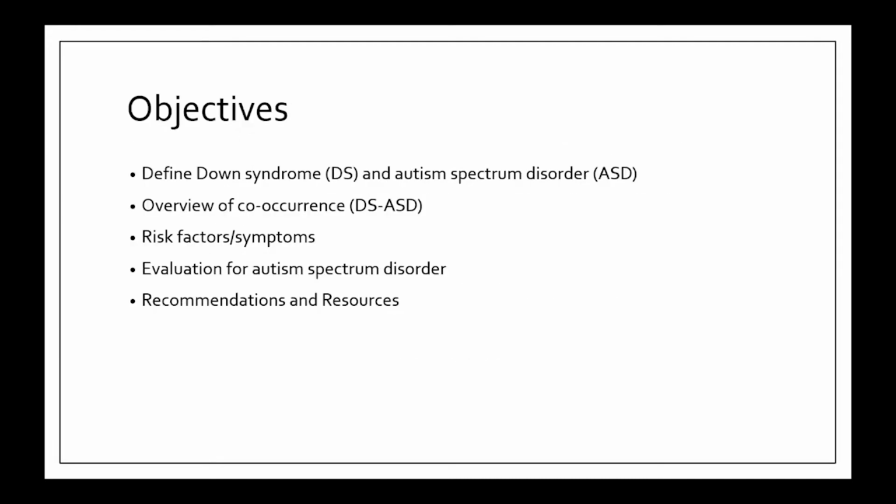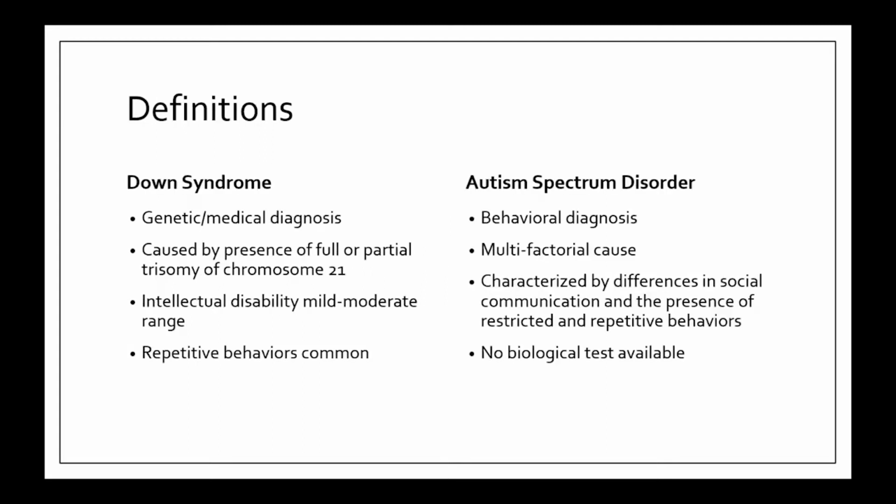So briefly, I'll talk about Down syndrome, which all of you are familiar with, and autism spectrum disorder, what autism spectrum disorder might look like in an individual with Down syndrome, what some of the risk factors and symptoms are, and what an evaluation for autism entails. So what would you expect if your child is receiving that evaluation, and briefly some recommendations and resources.